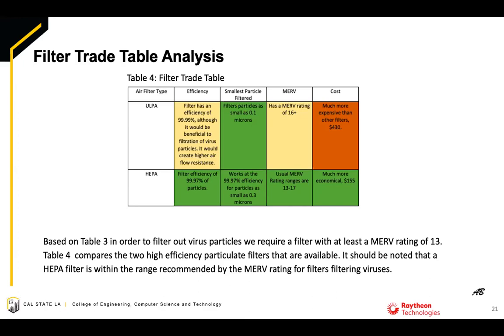Not only do the ULPA filters cost more due to manufacturing, when installed, due to their extremely high efficiency, they have a very high airflow resistance. This will require the HVAC system or purifier to run their fans at a higher speed, requiring more energy and thus an even higher operating cost. So in order to maintain cost efficiency, the HEPA filter is the clear winner here.